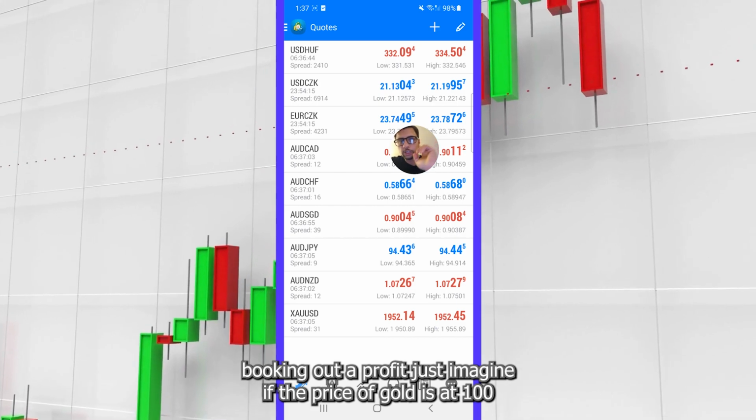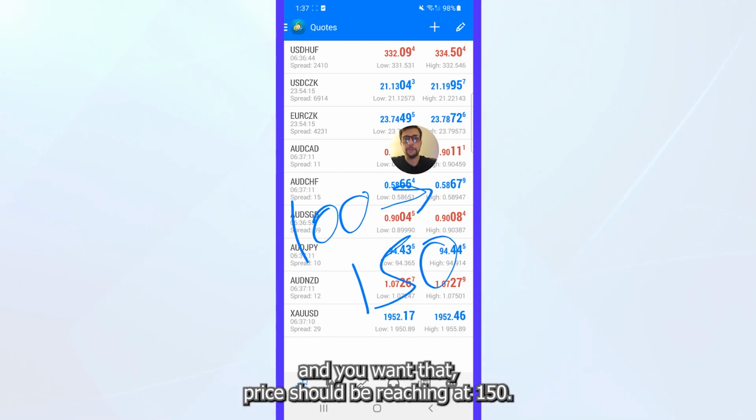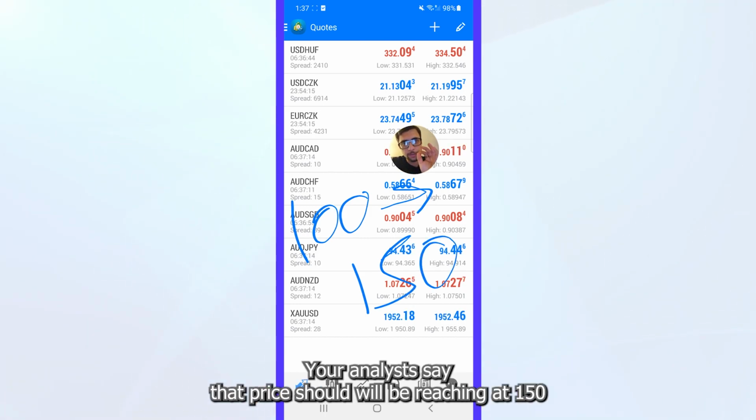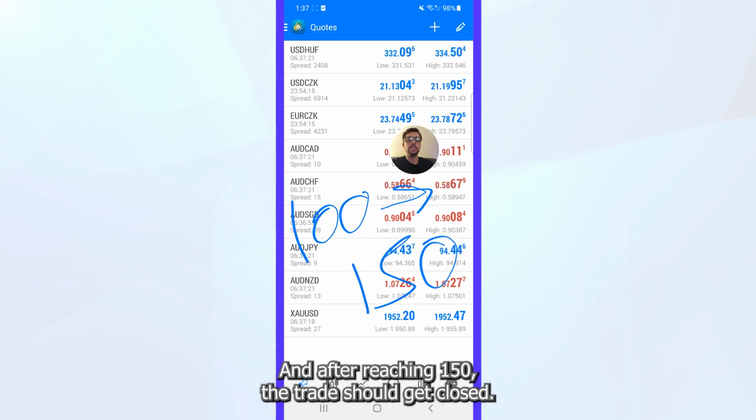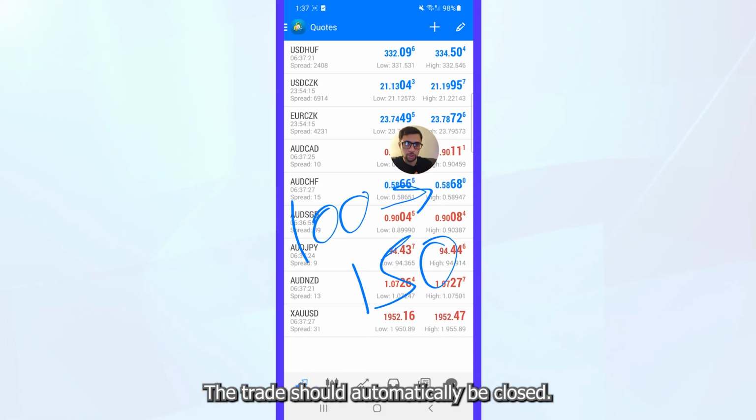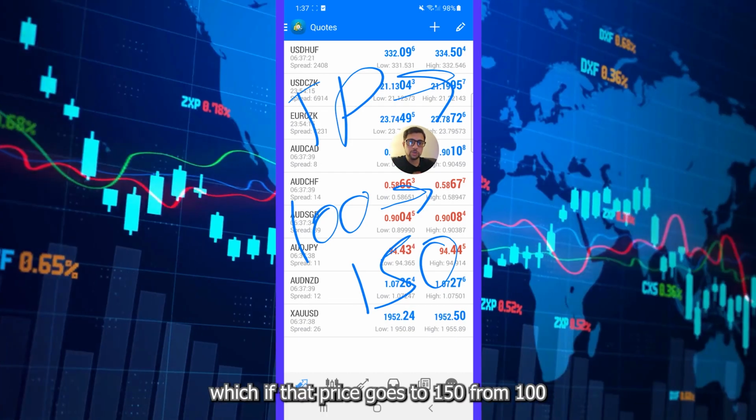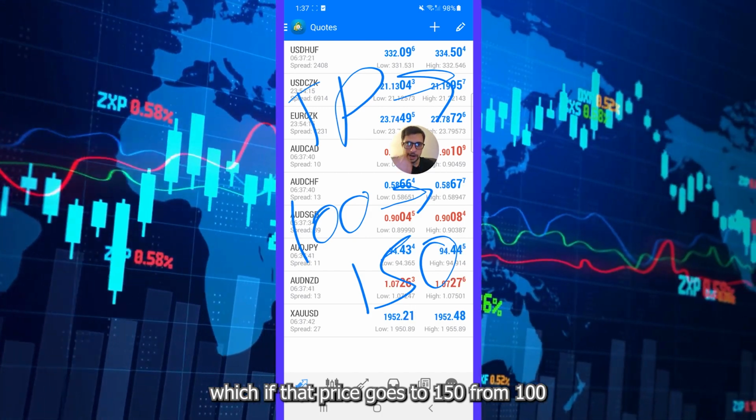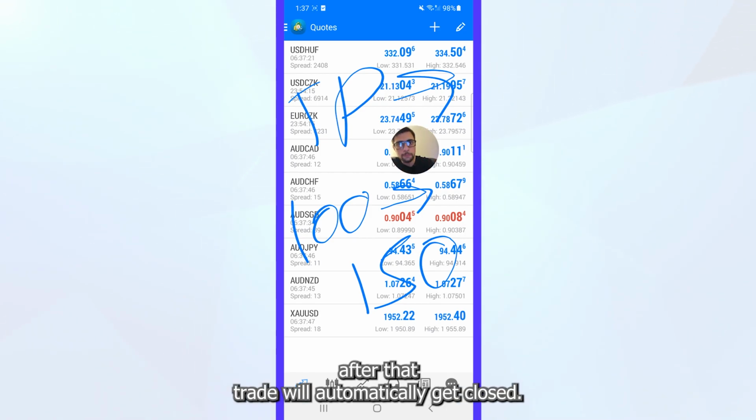Just imagine if the price of gold is at 100 and you want the price to reach 150. Your analysis says that the price will reach, or should reach, 150, and after reaching 150 the trade should get closed and the profit should be booked in your account. Then we will use the take profit, due to which if the price goes to 150 from 100 and you cover 50 pips profit, after that the trade will automatically get closed.